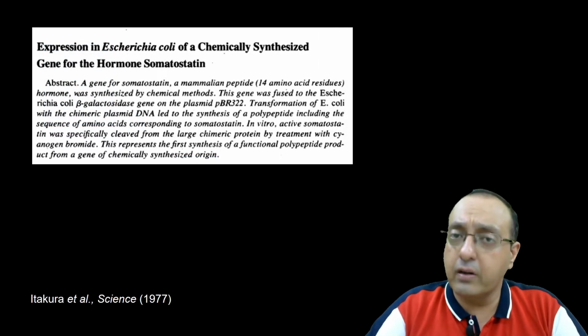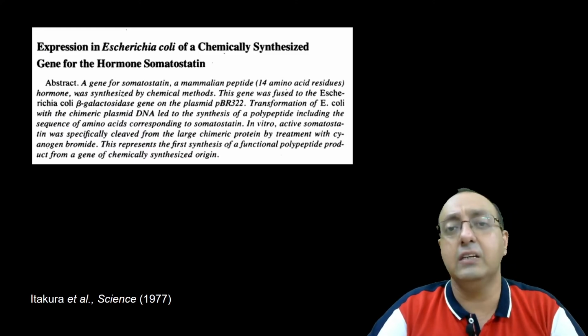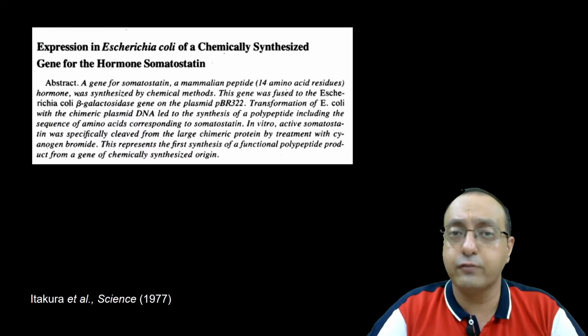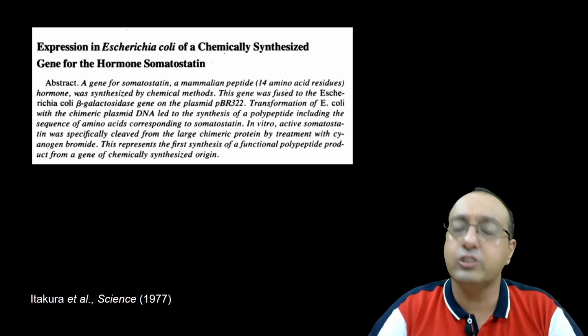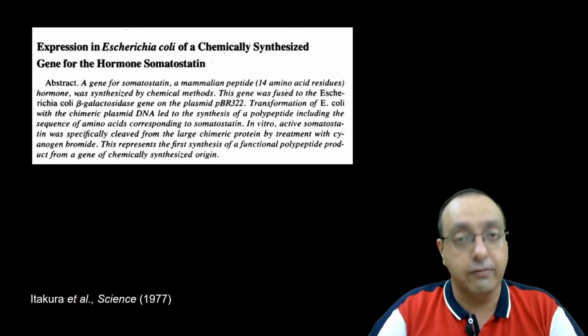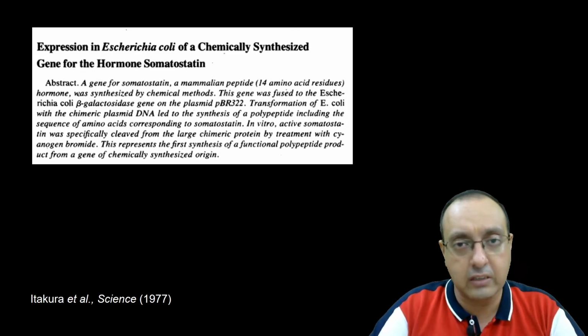This is the first paper in 1977 reporting the expression of somatostatin in E. coli. So this really started the revolution of recombinant DNA technology and production of recombinant proteins. The first product was, of course, human insulin.